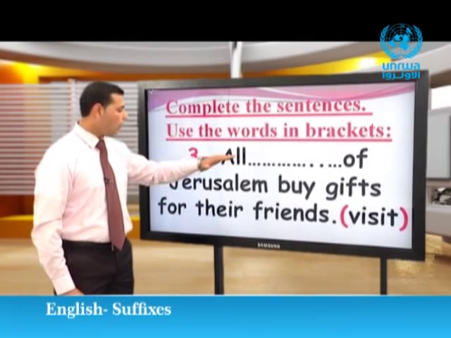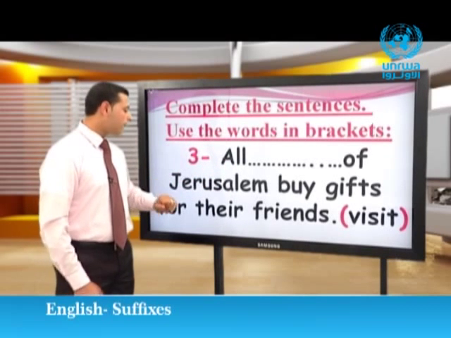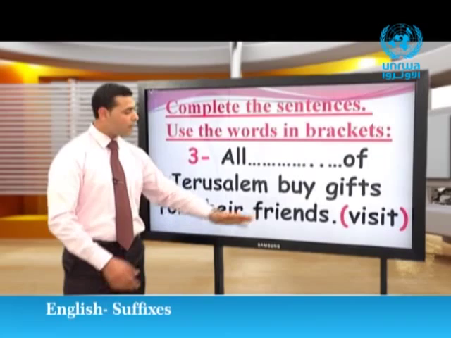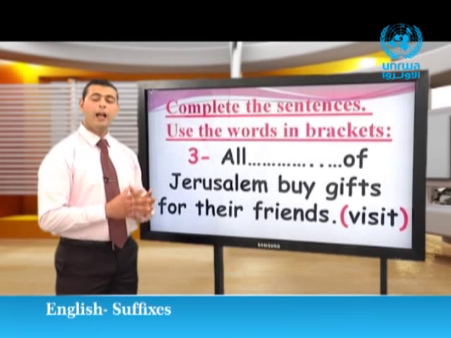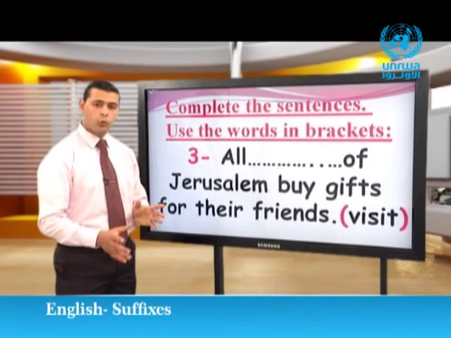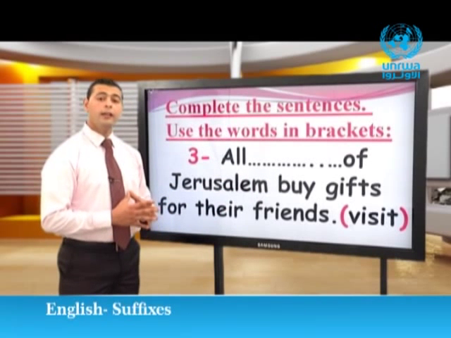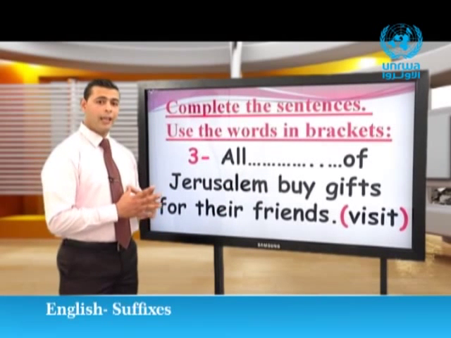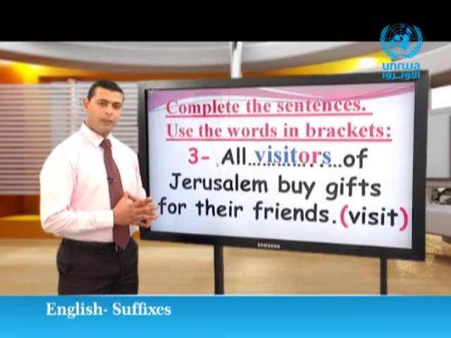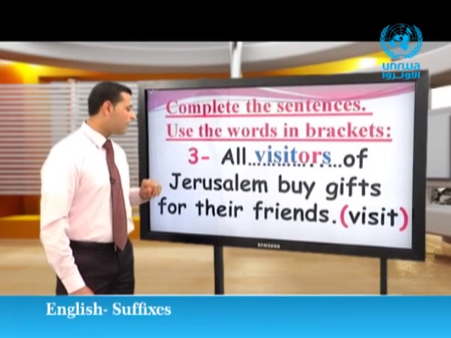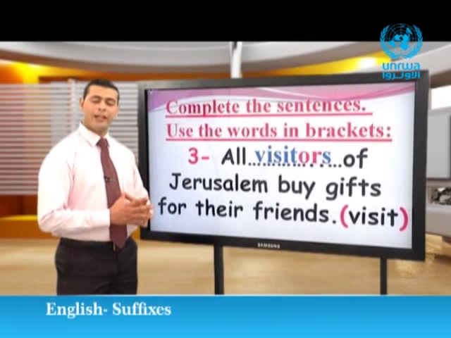Number 3, all of Jerusalem buy gifts for their friends. Again, all of Jerusalem buy gifts for their friends. Here we have the word visit, يزور. What suffix should be added here to refer to the doer of the action? أي لاحقة يجب أن تضاف إلى نهاية هذا الفعل لنحصل على تكملة صحيحة لهذه الجملة. All visitors, thank you very much. All visitors of Jerusalem buy gifts for their friends.